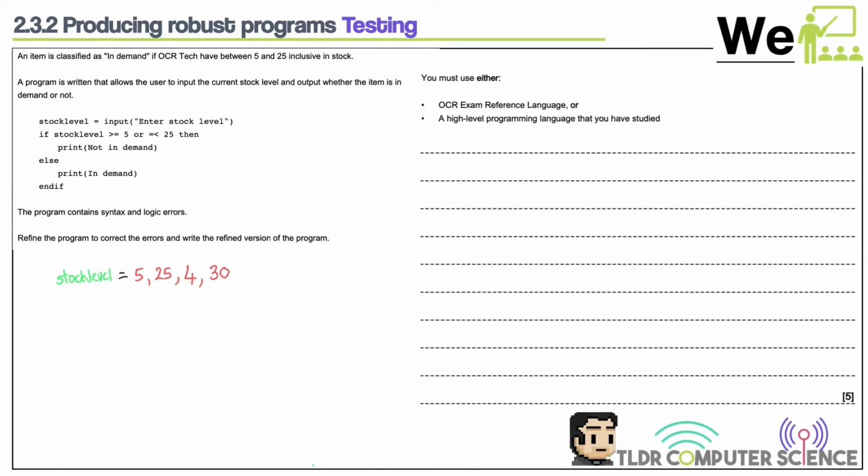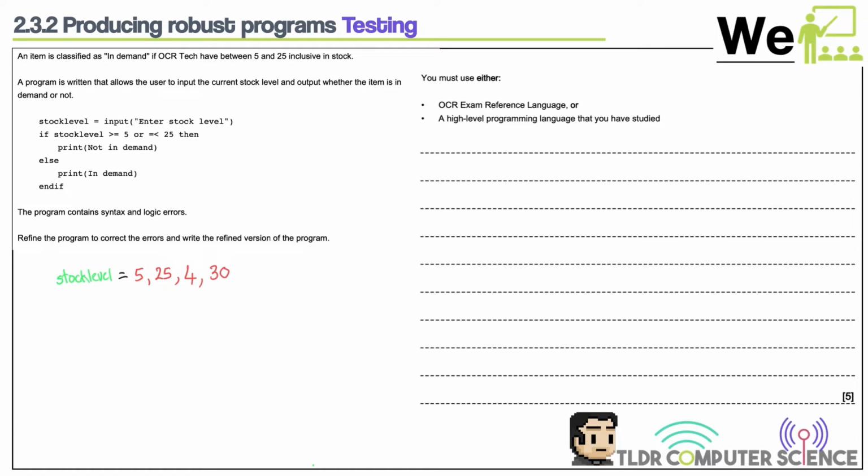Okay, 5. Is 5 greater than or equal to 5? It is true. And remember, with an OR statement, if just one side is true, then it will be true. If both sides are true, it will be true. The only way it can be false is if both of them are false. So 5 is greater than or equal to 5, so it will say not in demand.